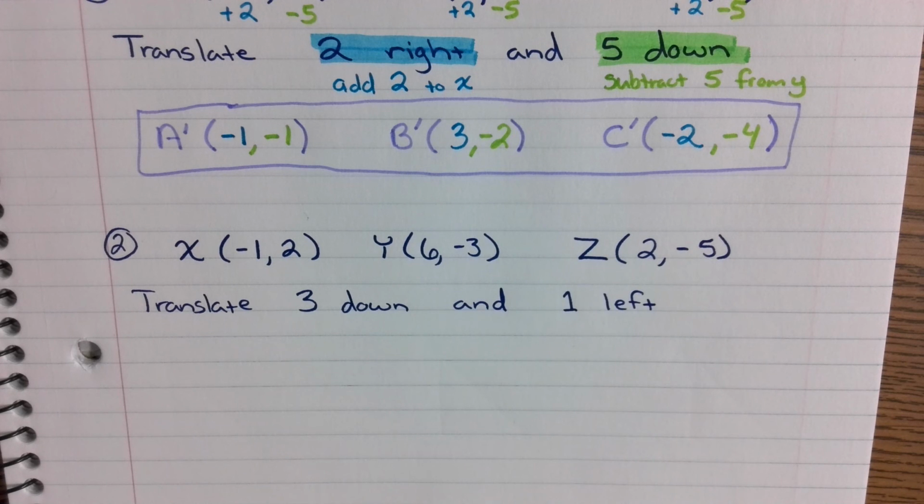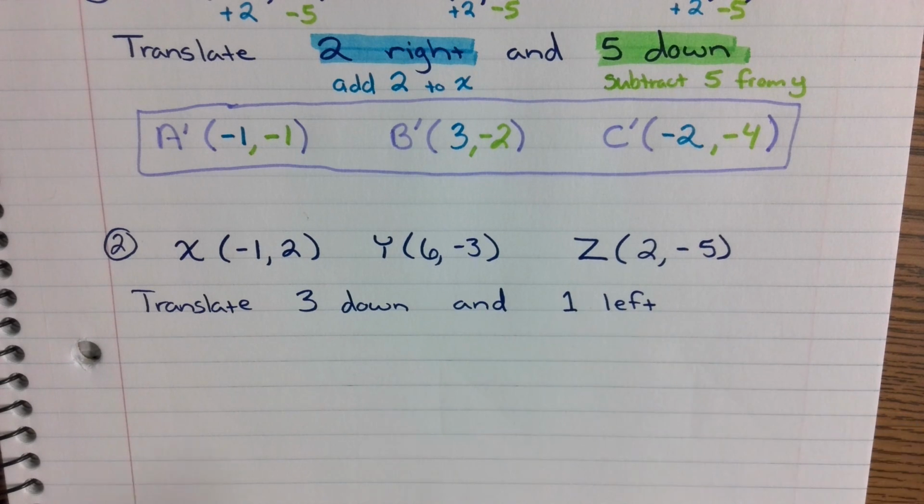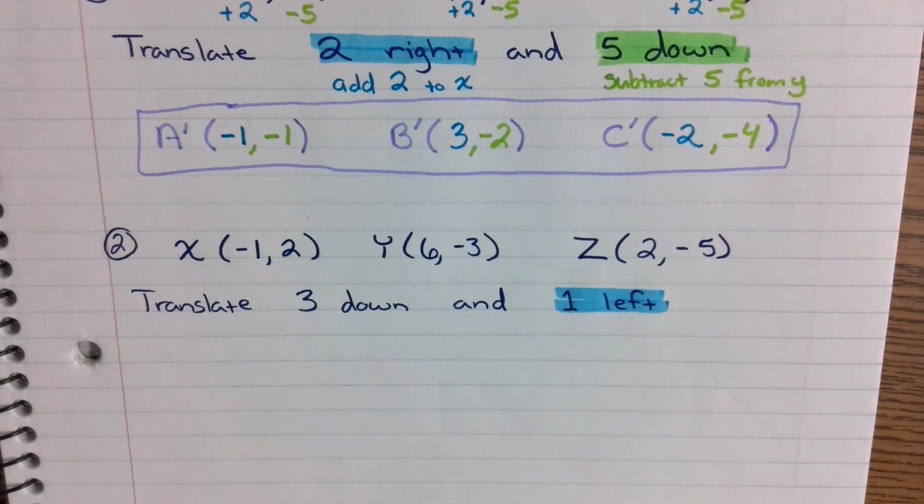1 and negative 8. Very good. So let's take a look at that. So here, translating 3 units down and 1 unit to the left. 1 unit to the left I'm going to highlight in blue because that's where it affects my x.